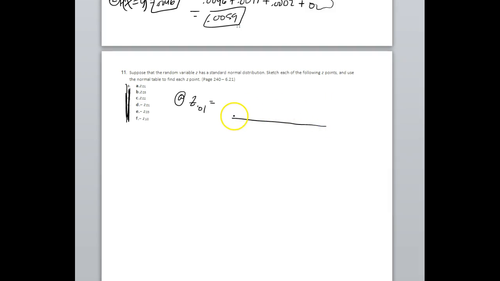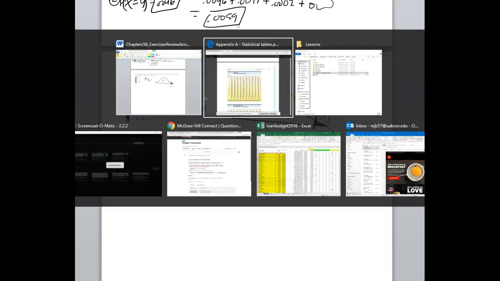Z of 0.01. This is where we're going to leave 0.01 of the probability in this right-hand tail. So we can say we have 0.01 of the probability here, and we have 0.99 of the probability over here. But this is the tail that we're looking at, and this is the z-value that we are looking for. Where the line is, there's 0.01 probability above it. Okay, so that's A, and so now we have to go to the tables.